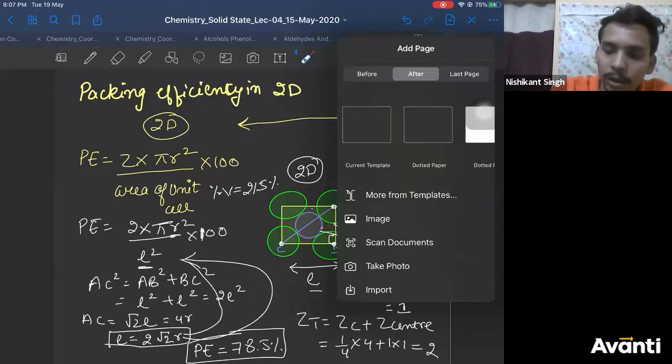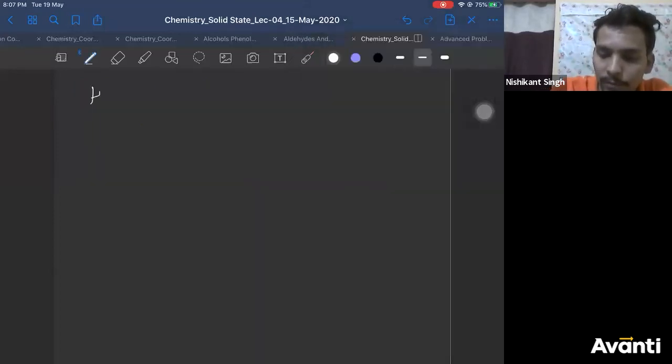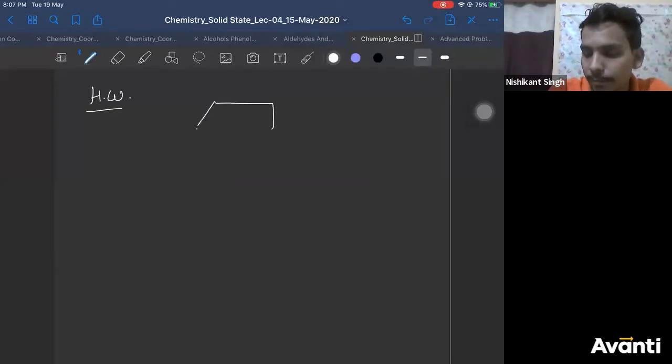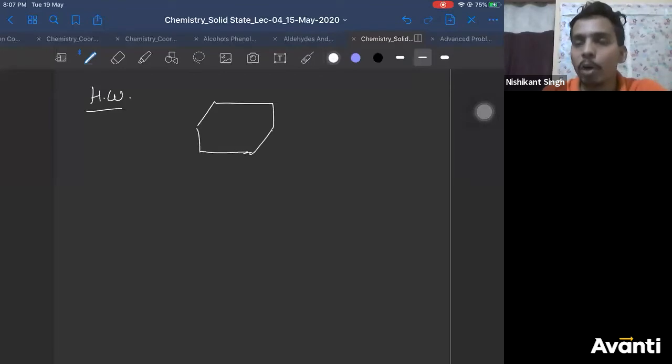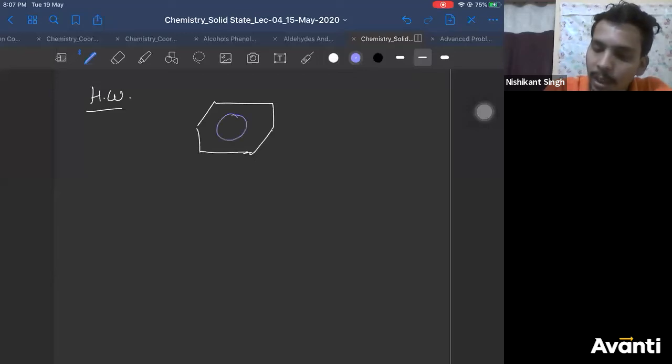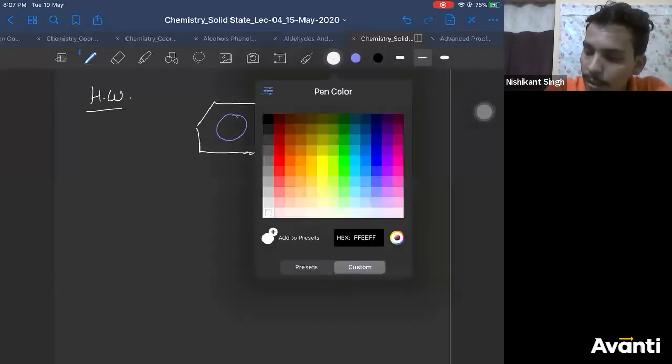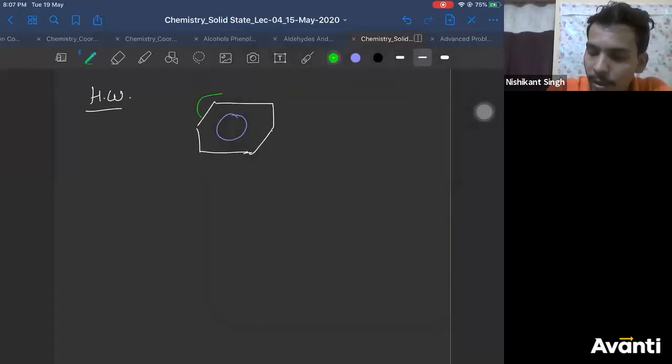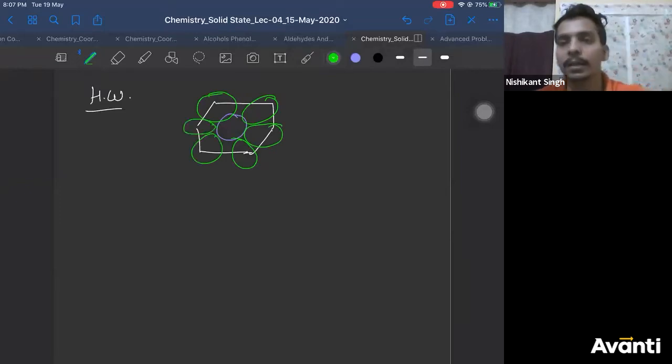I'm giving you one homework on this 2-dimensional packing. You can practice it for your reference. You can take a hexagonal unit cell, the top part of HCP. So the top part of HCP means there will be one face center particle and there will be corner particles. You can find it for this: 6 corners touching the face center. They are not touching each other, just remember that.